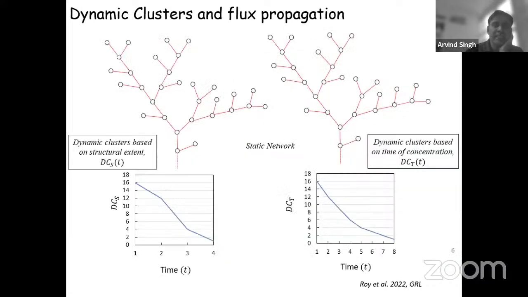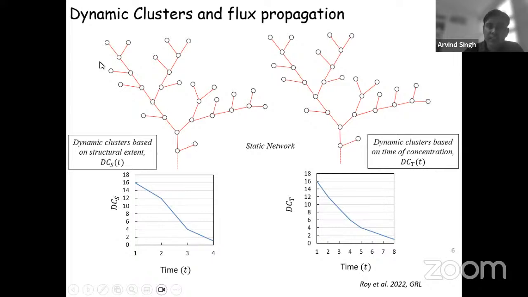So here is an example of a given network. We refer to that as a static network that can be extracted from a given basin. And we propagate fluxes from sources in two different manners as described previously: based on structural extent, or the minimum flow connectivity, and based on the peak flow connectivity.